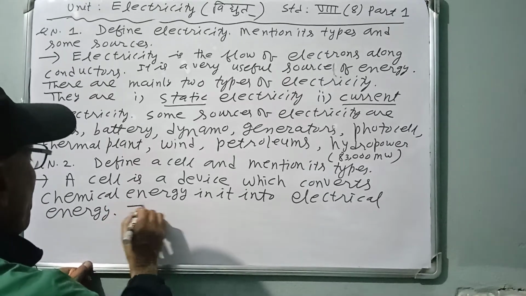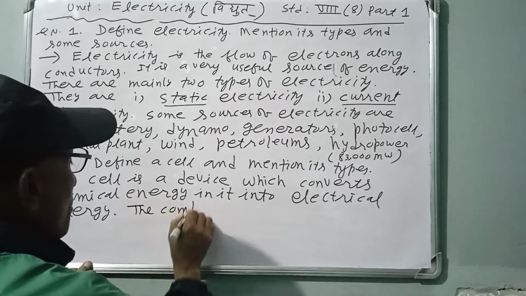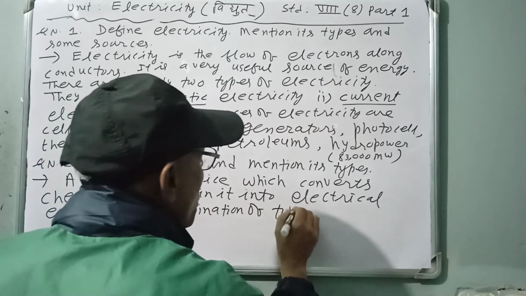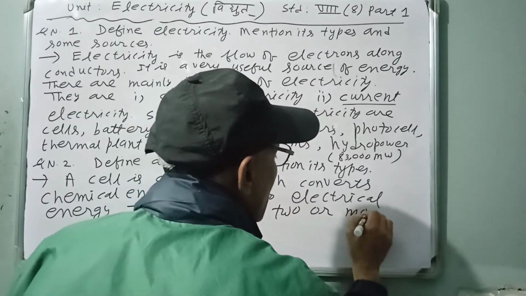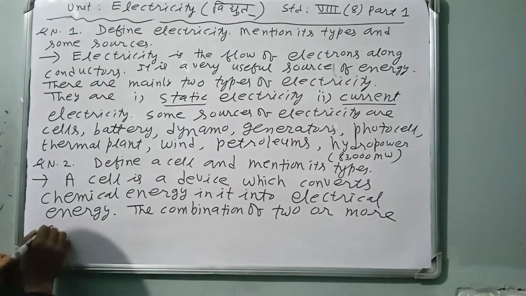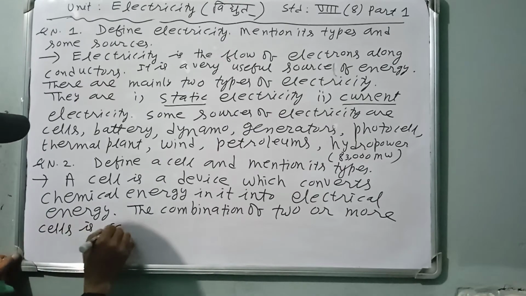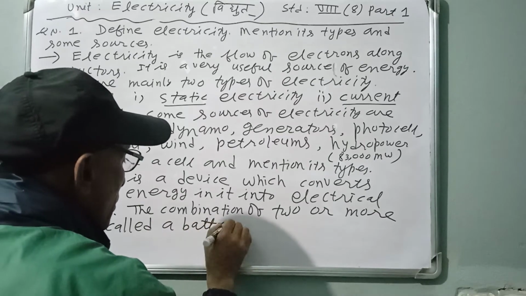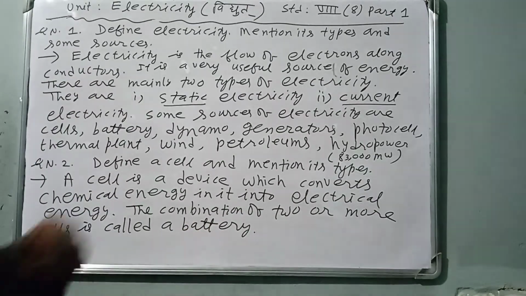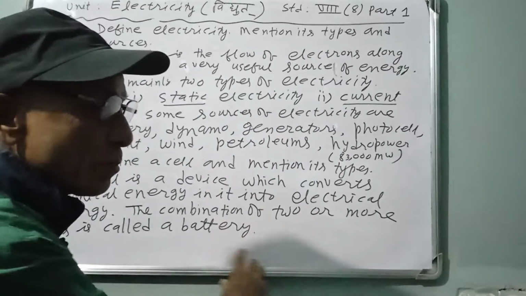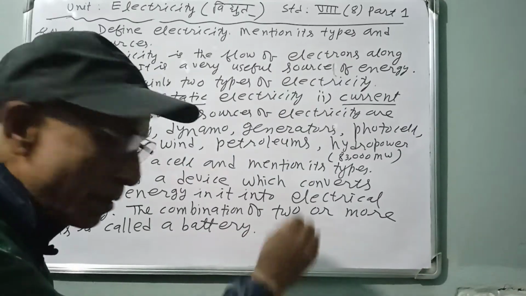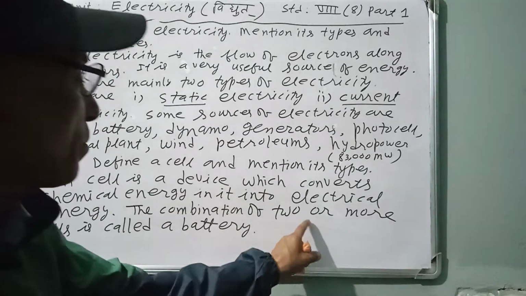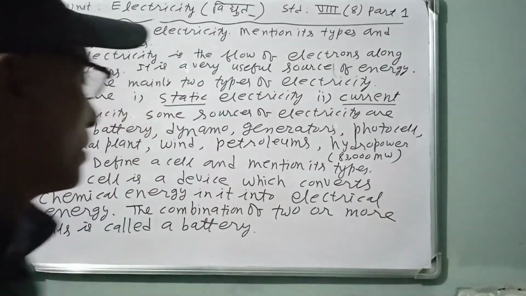The combination of two or more cells is called a battery. When you need only one piece, you have to say give me a cell. I need a cell. एउटा cell दिनुहोस्. Not battery, but battery is a combination of two cells or more than two cells.